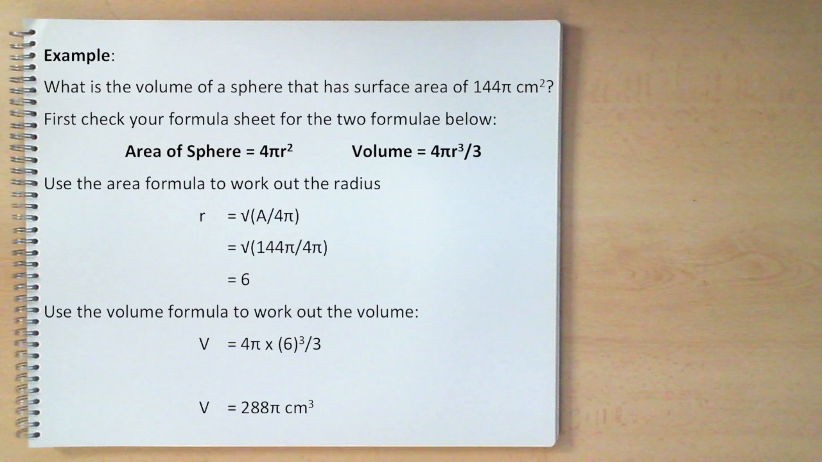So you see, to get to this result, we've worked backwards from the area of the sphere using the area equation, and then we've worked forwards using the volume equation. Nothing too tricky in there, it's just working out what steps we have to take and in which order we have to take them.